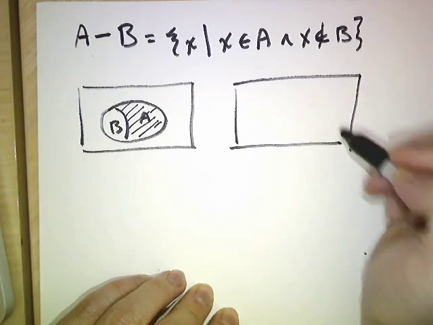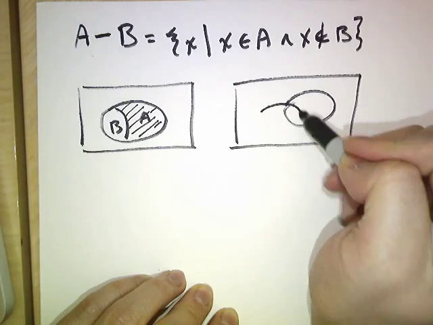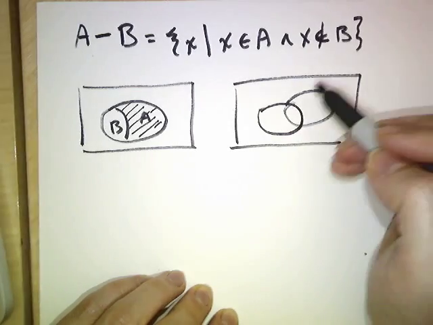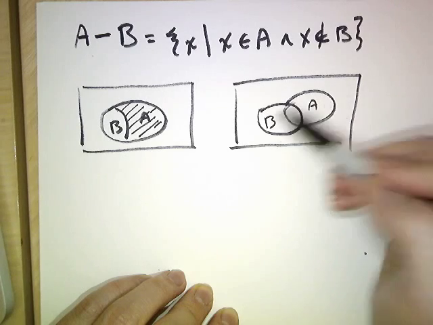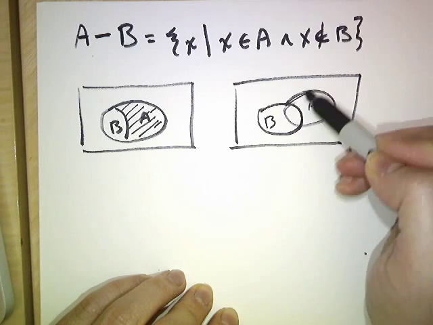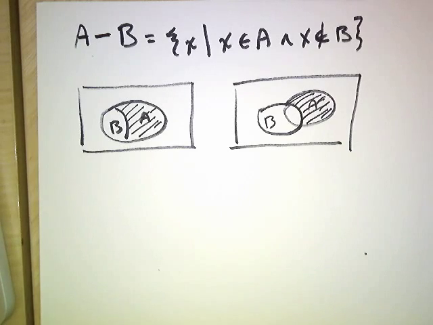Another example would be, let's say I have A, and then I have B here. So this is B, this set is A. Again, A minus B would still be this shaded region here.